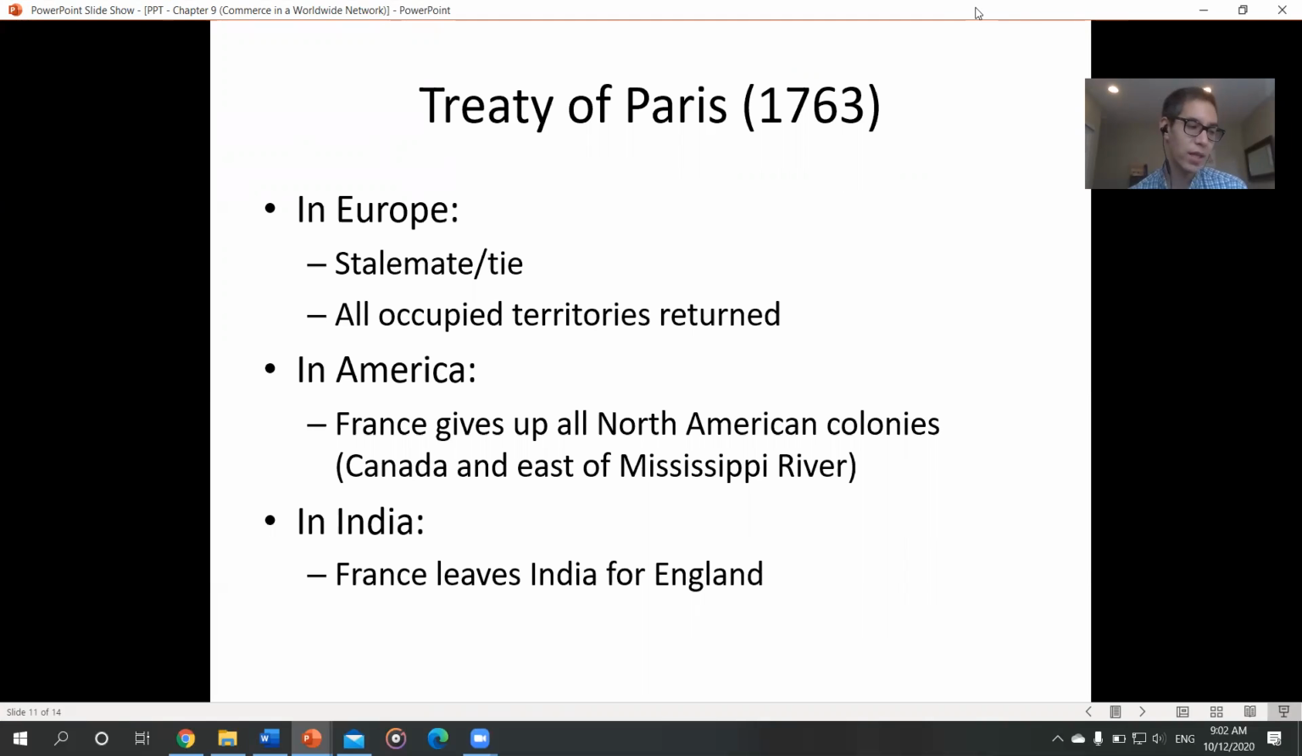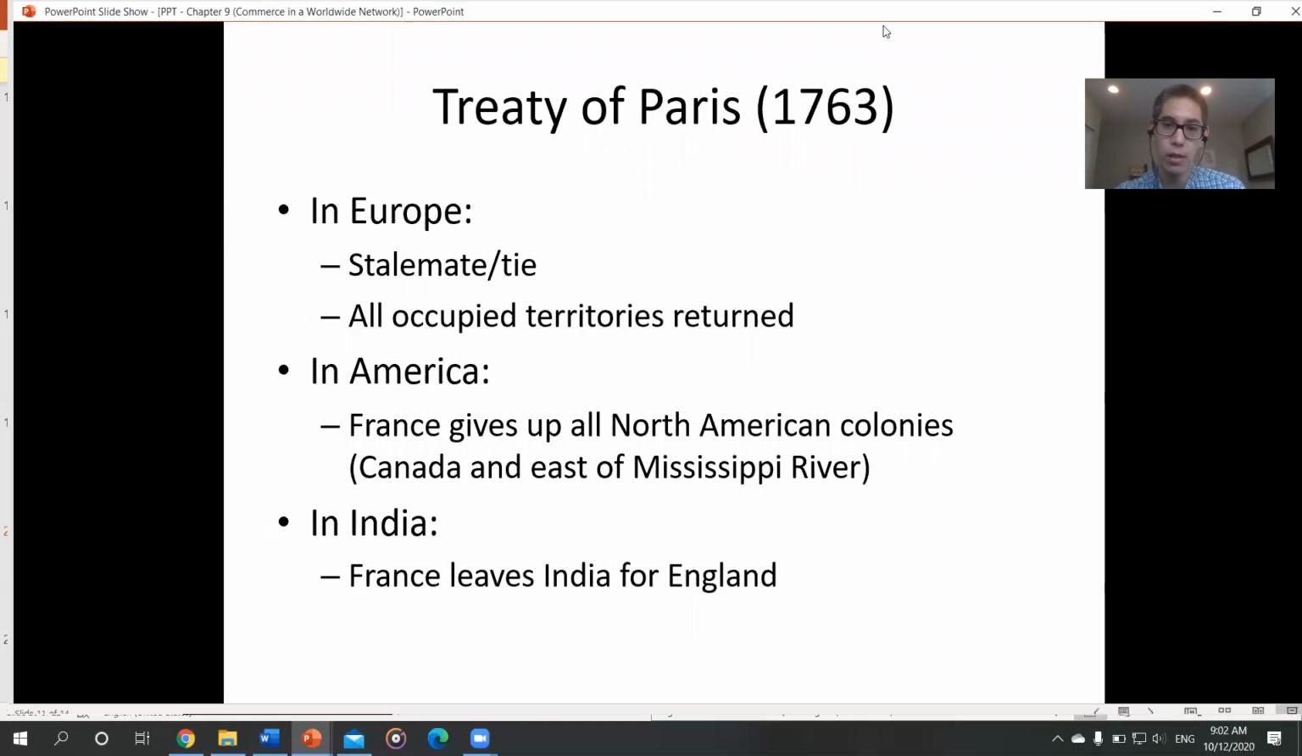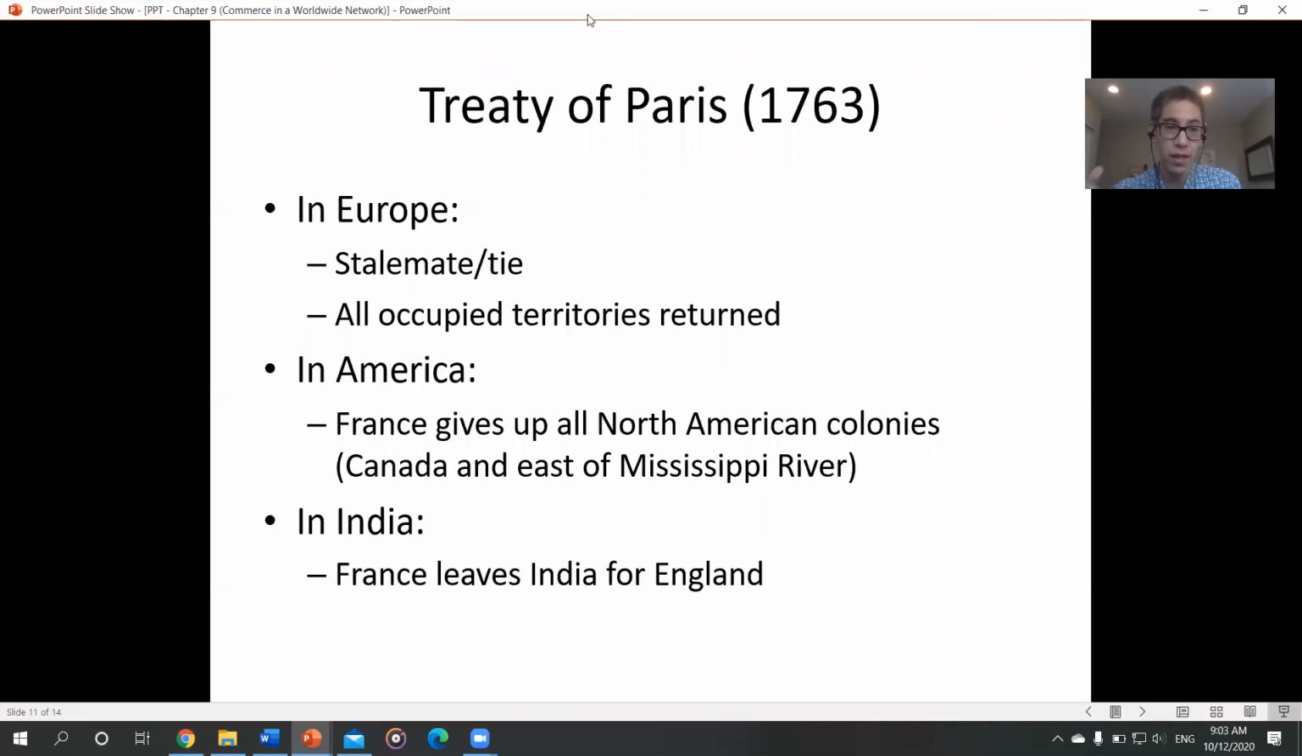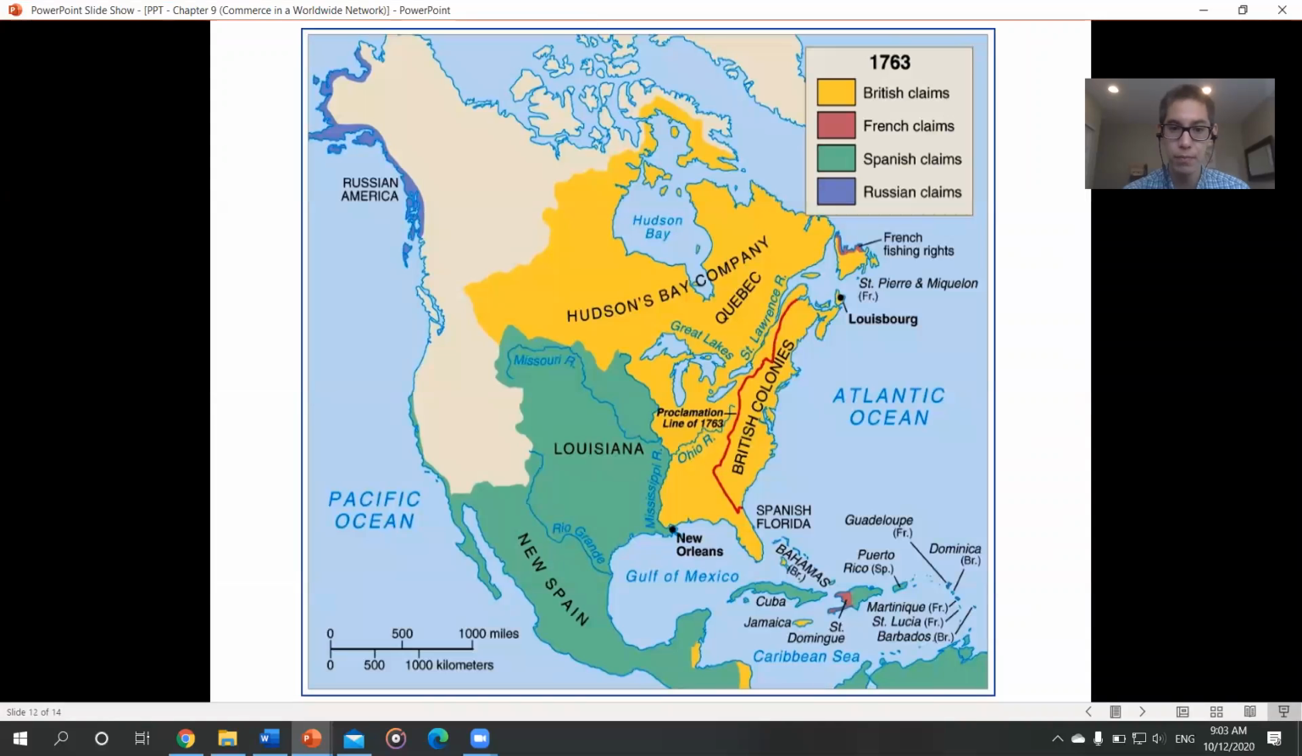In America, though, it was a devastating loss for France. France lost the French and Indian War to the British, and they were basically forced to give up all of their colonies, both in the Americas and also in India or Southeast Asia. So, again, when we talk about the Treaty of Paris, in Europe, nothing changes. But in the Americas, France gives up basically all of their colonies. This is important because England is now able to be basically number one in the Americas. They are the authority in the Americas.